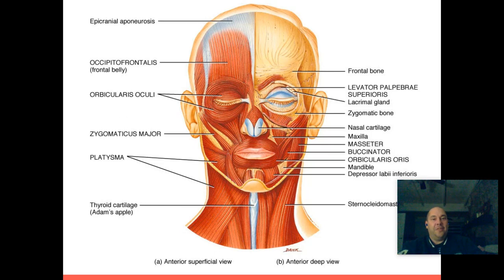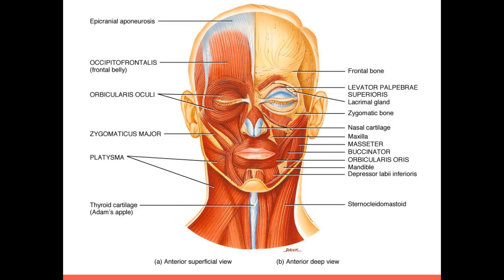All right, so here's our overview of our muscles of the face. And you can see all the muscles that we talked about. And there's a lot of other muscles too that we didn't quite have time to get to, but they all work together to make all the different facial expressions, chewing, producing speech, that sort of thing.